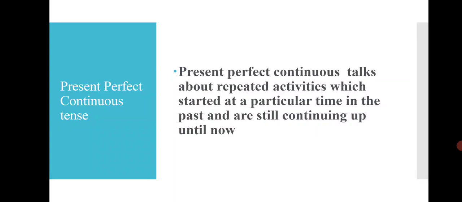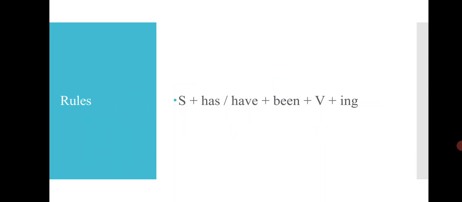The rule for present perfect continuous is subject plus has or have plus been plus verb plus ing. So here for he, she, it we use has. For I, we, you, they, we use have. We add an additional word been, B-E-E-N, been. The continuous form, as I said earlier, will have the ing. So here for present perfect continuous tense, we use the perfect form has or have plus the continuous form ing.